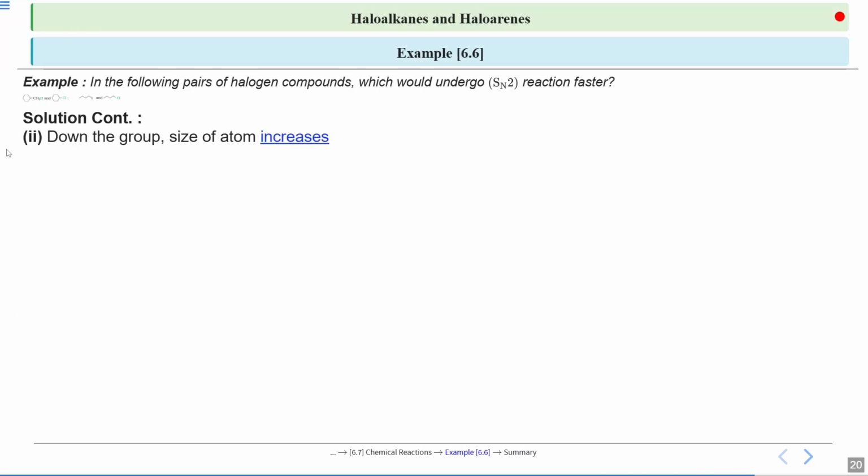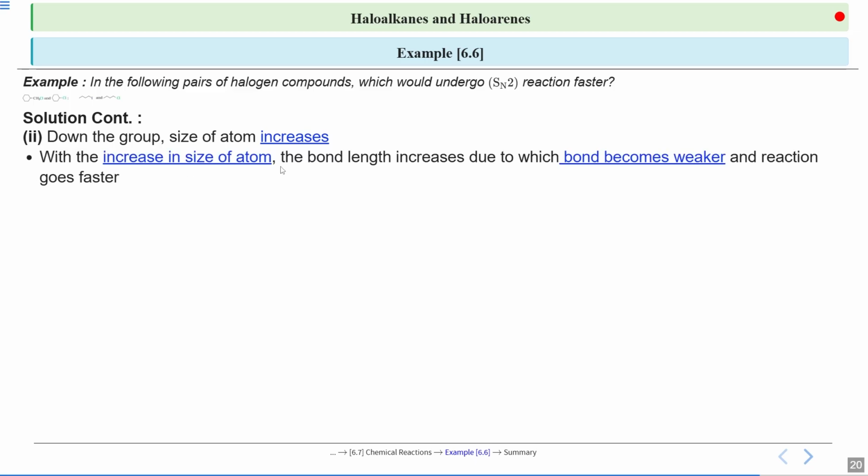Now, if you talk about the second pair of halogen compounds, we have the same structure, but only the halogens are different, right? Iodobutane and chlorobutane. If you go down the group in the halogens, the size of the atom increases. And with the increase in the size of the atom, the bond length between the carbon and the halogen also increases, due to which the bonding becomes weaker, and it will be easy to break the bond, and the reaction will be faster, because replacing that chlorine or iodine by the nucleophile will be easier, because the bond can easily break, right?